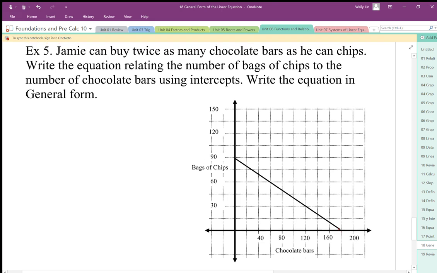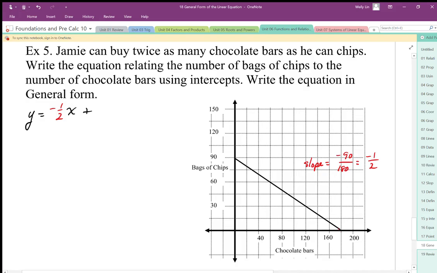So we're going to write this in general form. We can do this basically by starting with our y equals form. So we're going to let y be our bags of chips and x will be the chocolate bars. And we can see that there's a slope here, and I'm just going to calculate the slope. We're going to do this in slope-intercept form, and then we're going to convert it to general form. So slope is going to be negative 90 for 180. So for every bag of chips we lose, we can gain 2 chocolate bars. Okay, so there's my slope, negative 1/2.